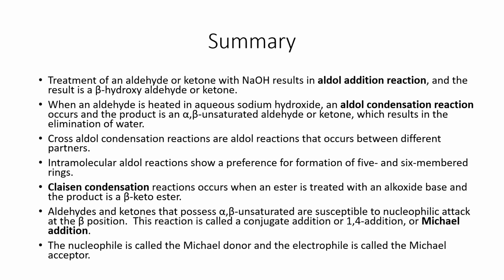If you have an aldehyde or a ketone that possesses an alpha beta unsaturated system, remember that they are susceptible to nucleophilic attacks, and this will occur at the beta carbon. This is called the conjugate addition or the 1,4 addition or the Michael addition. Remember that the nucleophile is called the Michael donor and the electrophile is called the Michael acceptor. With Michael additions, you must have an enolate that is in between two carbonyl groups. The main thing I want you to remember is that all of the alpha carbon chemistry begins with the enolate.